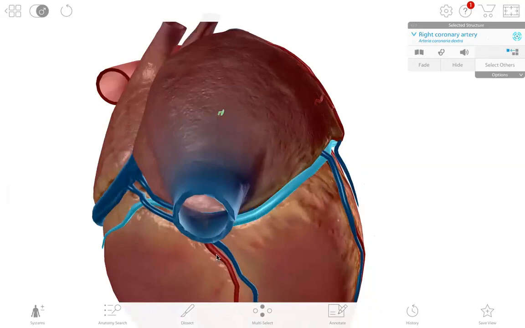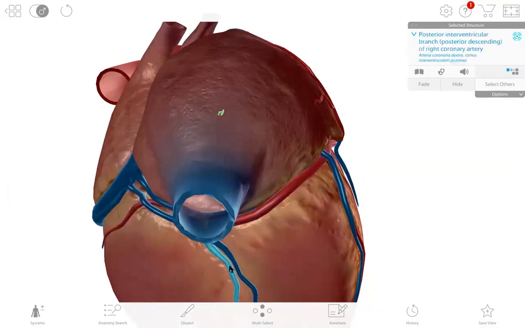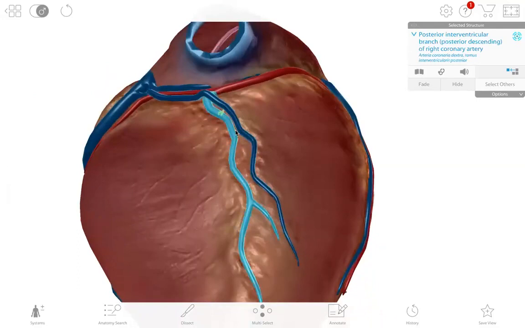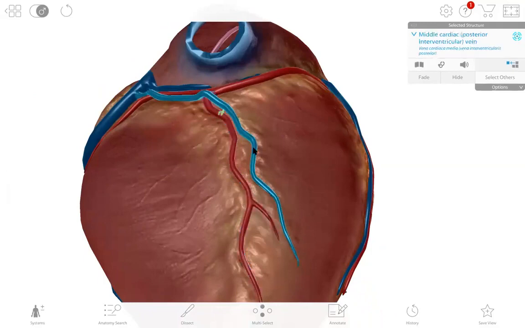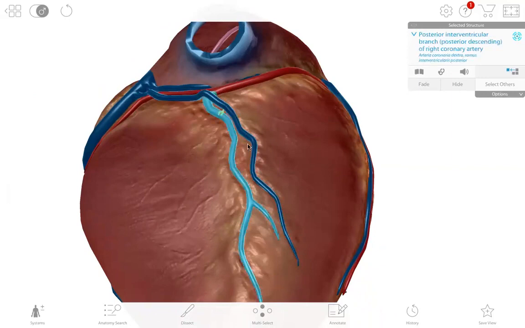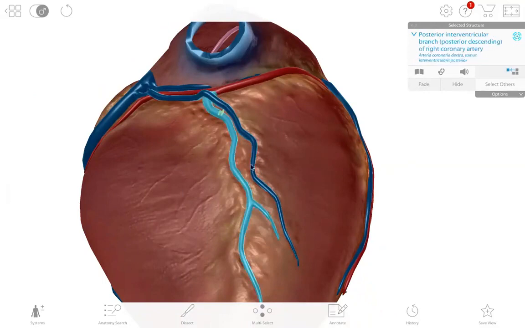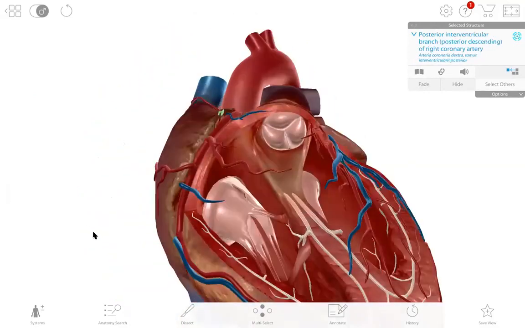It will give an important branch which is called the posterior interventricular artery, which lies in the posterior interventricular groove with the middle cardiac vein. So I will have the posterior interventricular artery with the middle cardiac vein in the posterior interventricular groove. This is regarding the right coronary artery.